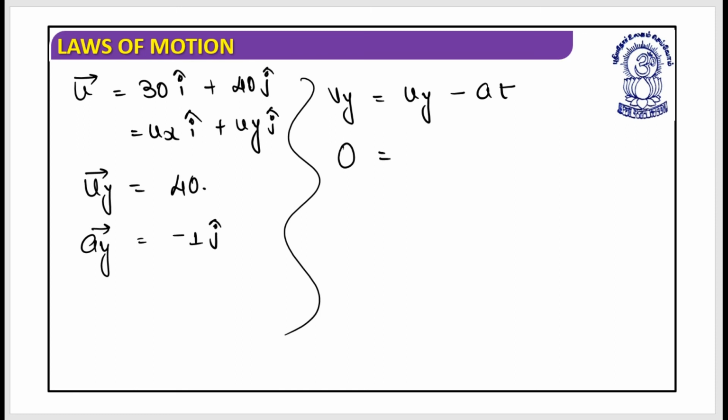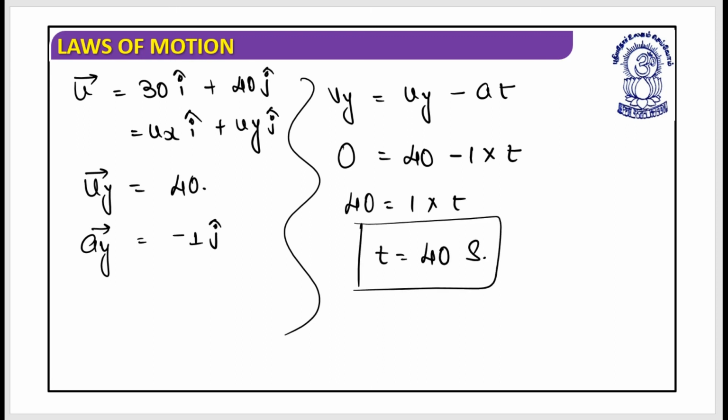This should be 0 according to the data, the time at which the y component of the velocity becomes 0. This was the question. So this is 40 minus 1 into t, which equals 0. So 40 equals 1 into t, and the time required would be 40 seconds. I hope this is clear.